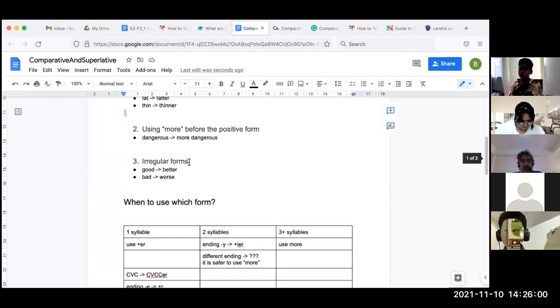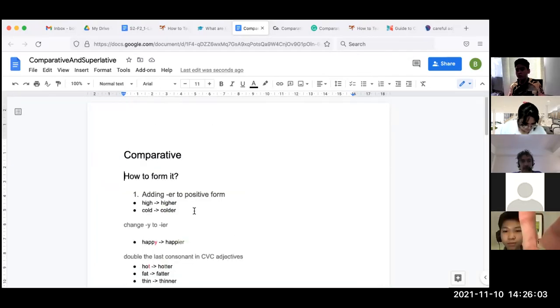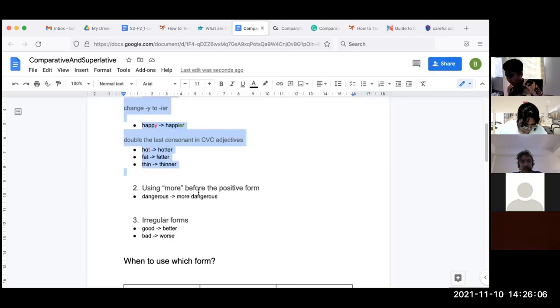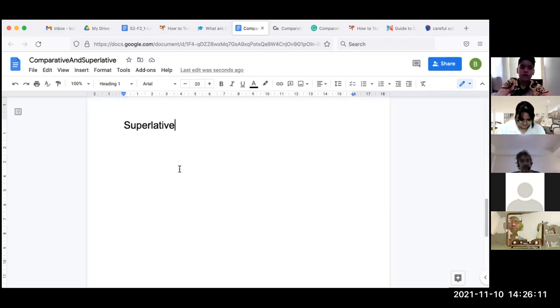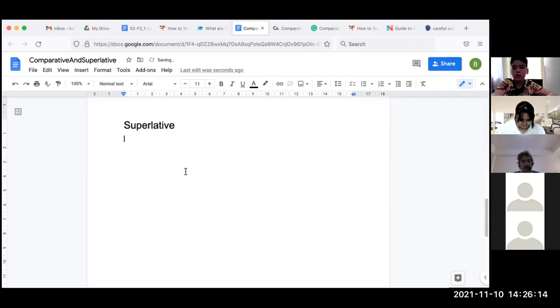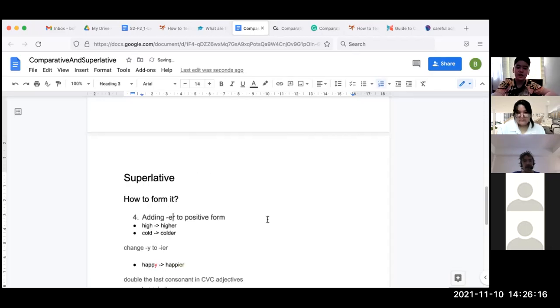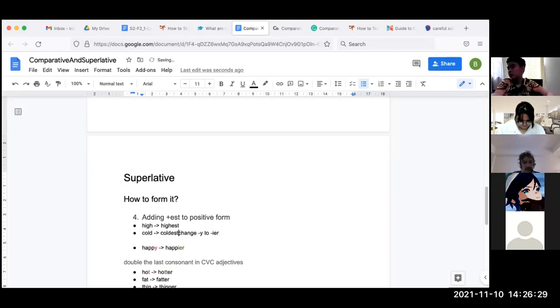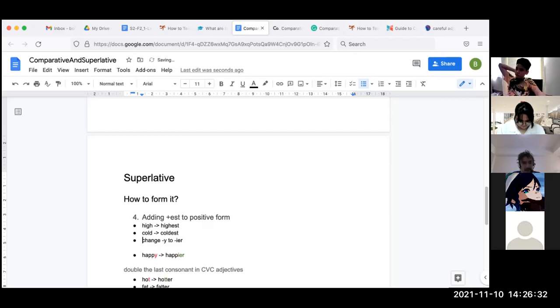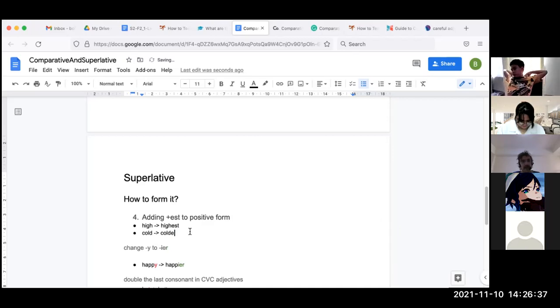Okay, well, let's look at the superlative. It's actually pretty similar. How to form superlatives? Well, first, we can add EST. For example, high, highest. Cold, coldest.